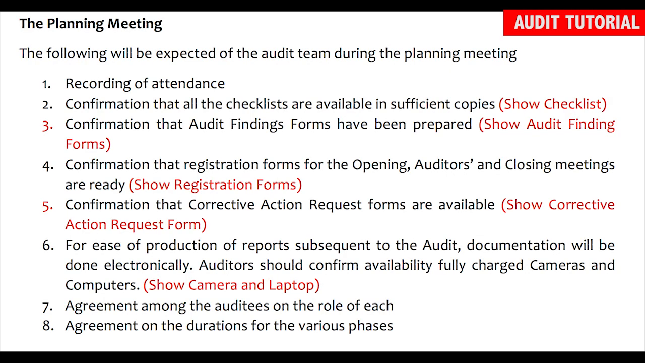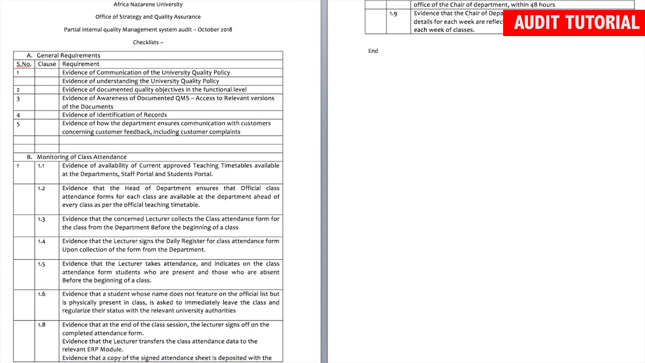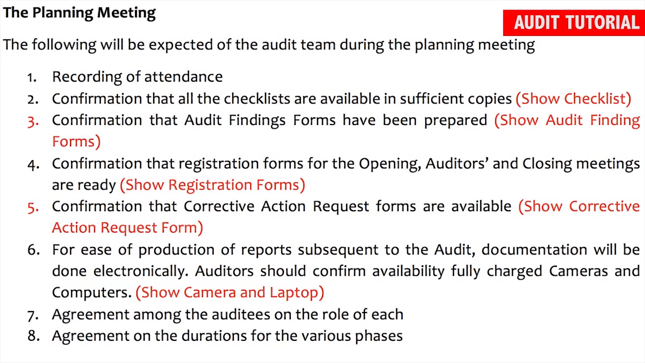The planning meeting. The following will be expected of the audit team during the planning meeting. We'll expect a recording of the auditors in attendance. Number 2, a confirmation that all the checklists are available and in sufficient copies. A sample of the checklist is there. It has been extracted from the procedure that is going to be audited. So the checklist is just a match of the procedure that we're going to be auditing.